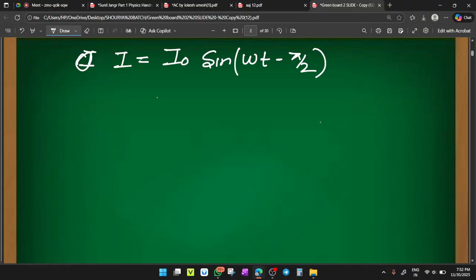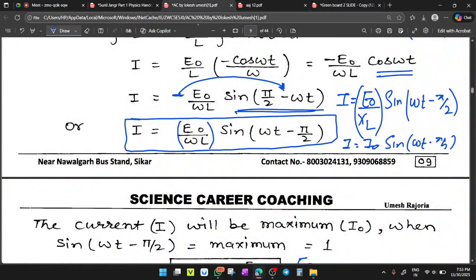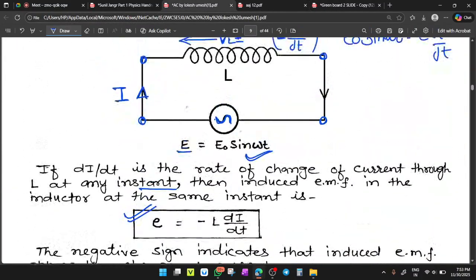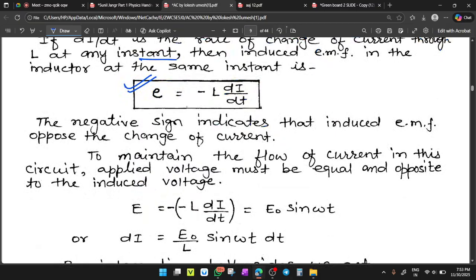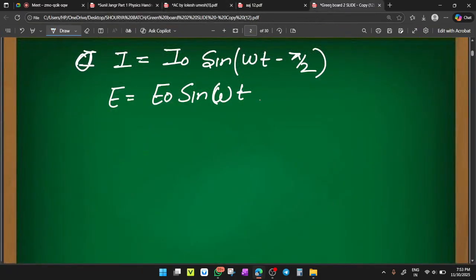So what is the difference here? The applied alternating EMF was E equals E naught sine omega t. We have applied an alternating EMF during this derivation. First, we applied the source voltage E naught sine omega t, and we found the current produced here is I naught sine omega t minus pi by 2. So check these equations and try to analyze.